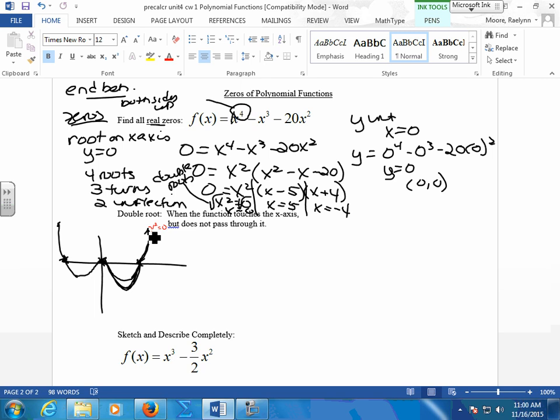Wait, what are we putting in our calculator? This original guy. That's x to the 4th, the one I just wrote all over. I'm going to call this A, B, and C.